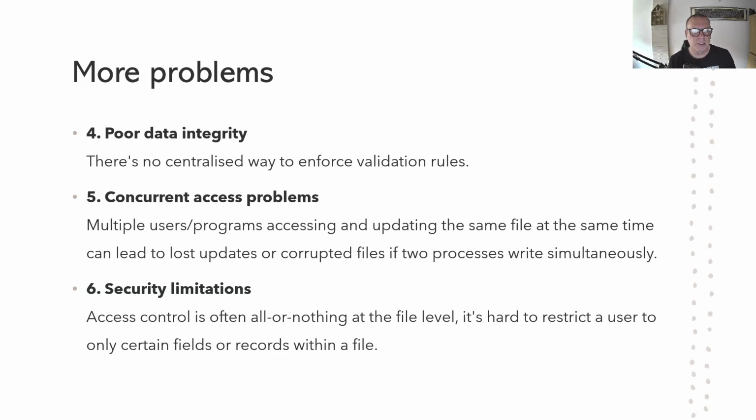The next problem is concurrent access. If more than one person or program wants to access the same file at the same time, this can lead to lost updates or corrupted files. So we need something that would help manage that to avoid the problems of corrupted or lost data. And then number 6, security limitations. Access control is often all or nothing at the whole file level. Either you can access that file or you can't. It's hard to restrict a user to specific parts of the data.